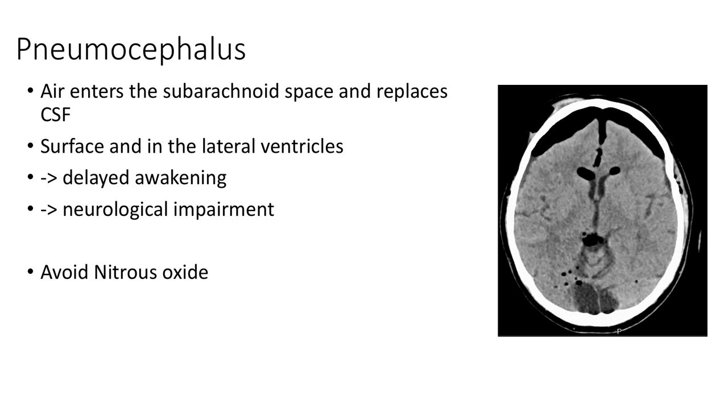Pneumocephalus is a common, but most of the time asymptomatic, complication after open craniotomy. That means air has entered the subarachnoid space and replaces CSF. And it can be in all areas of the brain, as you see in the CT scan. There's air here, but also here in the lateral horn, and also here in the third ventricle. Pneumocephalus not only causes significant headache in an awake patient, but post-anesthesia can be the cause of delayed emergence and of focal versus global neurological impairment and deficit.